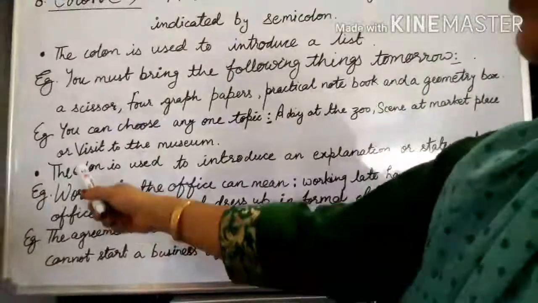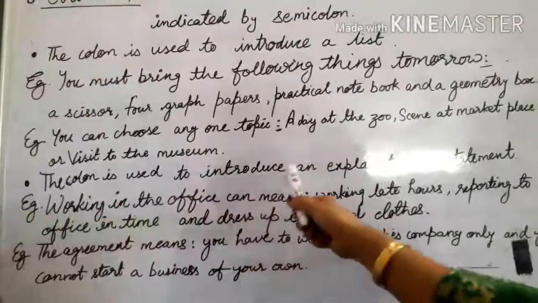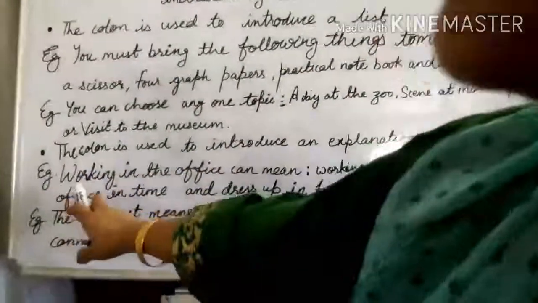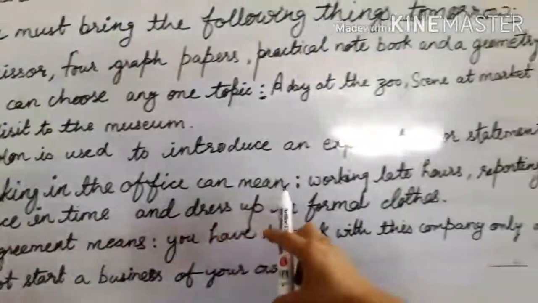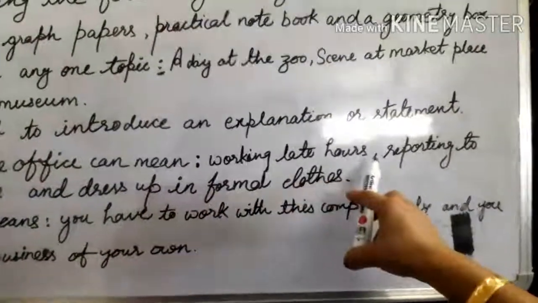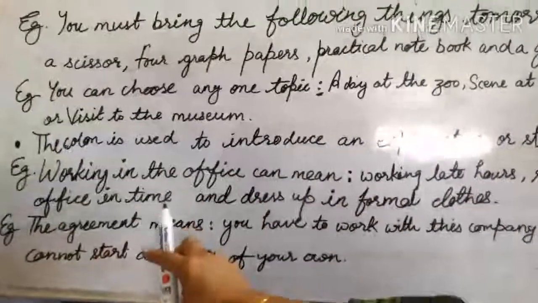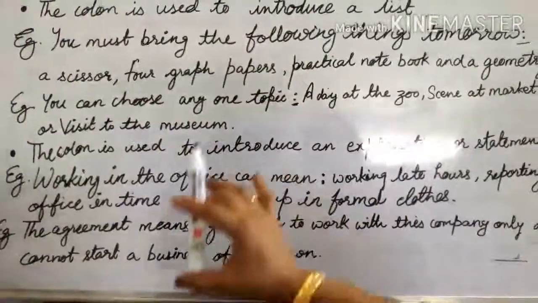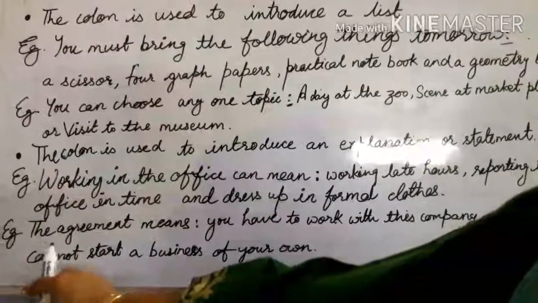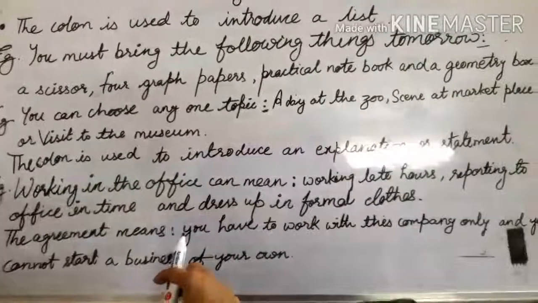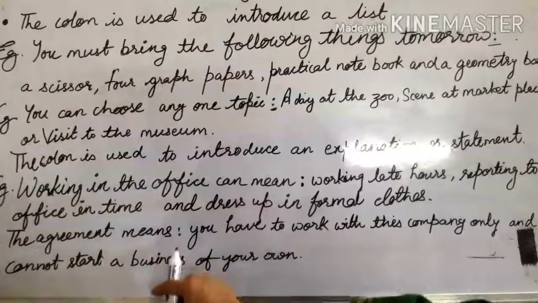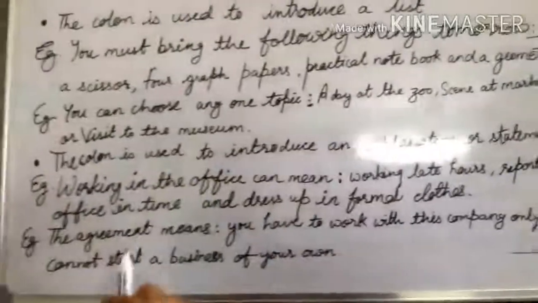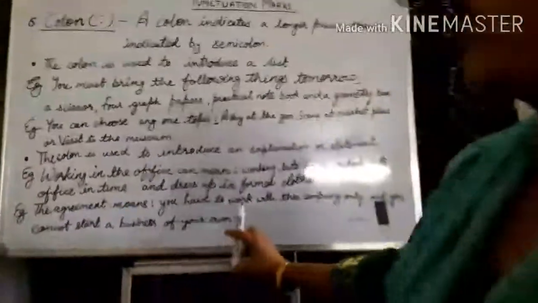Now the next point is, the colon is used to introduce an explanation or statement. Example 1: working in the office can mean working late hours, reporting to the office on time and dressing up in formal clothes. This is an explanation of a few points. And now the next example: the agreement means: you have to work with this company only and you cannot start a business of your own.